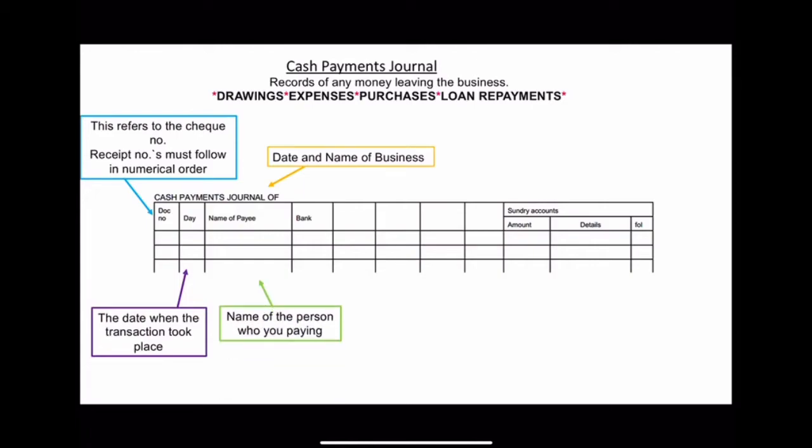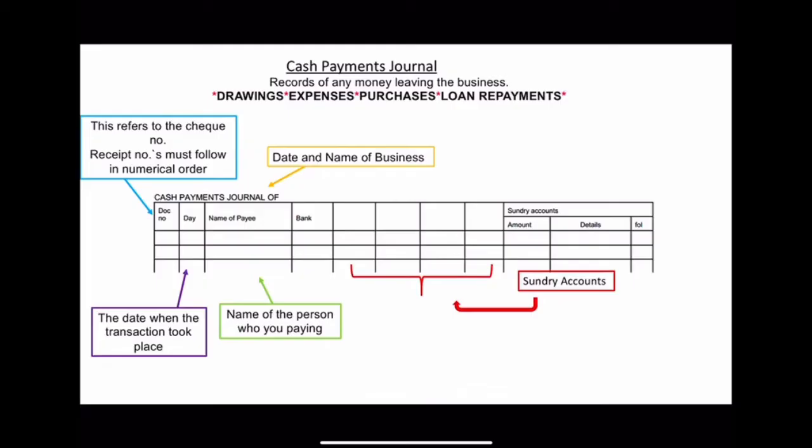Next, the name of the payee. So this is the name of the person who you're paying. It could also say details there. Then we have the sundry accounts. It works exactly the same as the cash receipts journal. So if your item falls within those columns, you place it there. Otherwise, it goes into your sundry accounts.